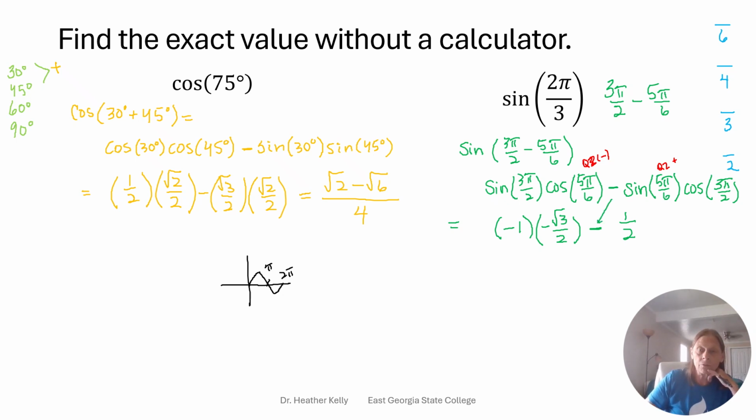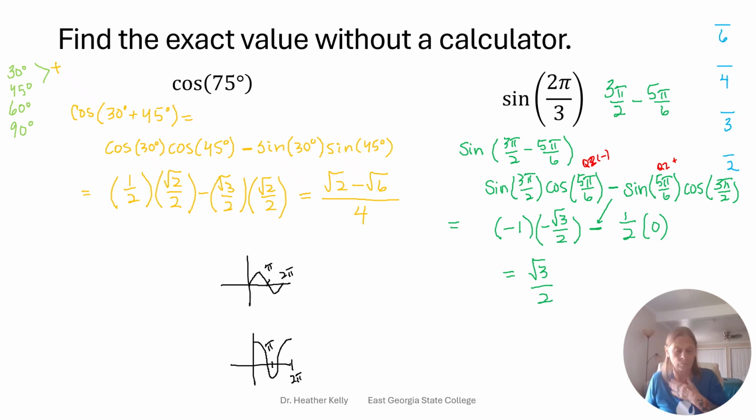That's that negative. All right, and then the cosine of 3 pi over 2. Oh, let's draw a picture of the cosine as well, just so we can remember. There's 2 pi. There's pi. So the cosine of 3 pi over 2 is 0. So when we finish this out, our answer is the square root of 3 over 2. All right, so sometimes it's pretty, usually it's not.